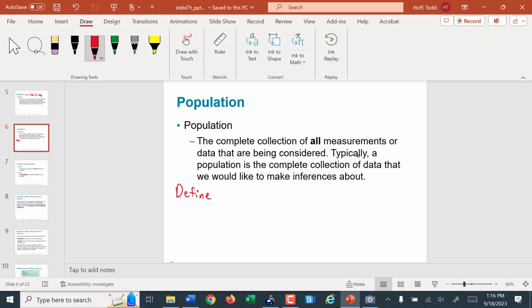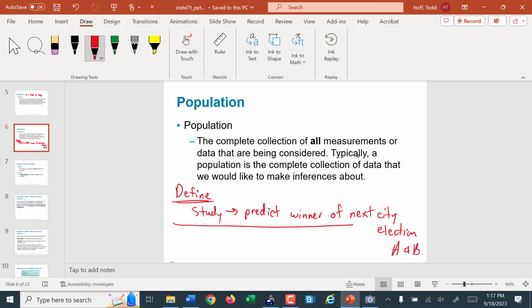A lot of people blow this off as being simple, but let's say we're looking at a study and we want to predict the winner of the next city election. And to keep it simple, we have candidates A and candidates B. If I ask you to define the population, you might say, well, A and B, that's the population. We want to learn about those candidates because we want to learn which one's going to win. That is not true. Yes, we want to learn which one of those two candidates is going to win, but that's not their behavior that determines that result.